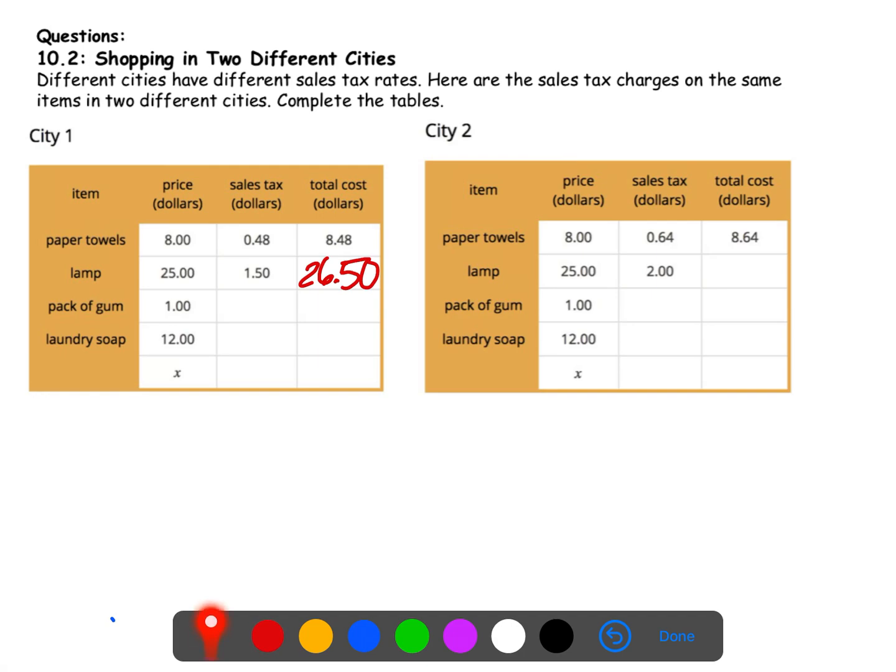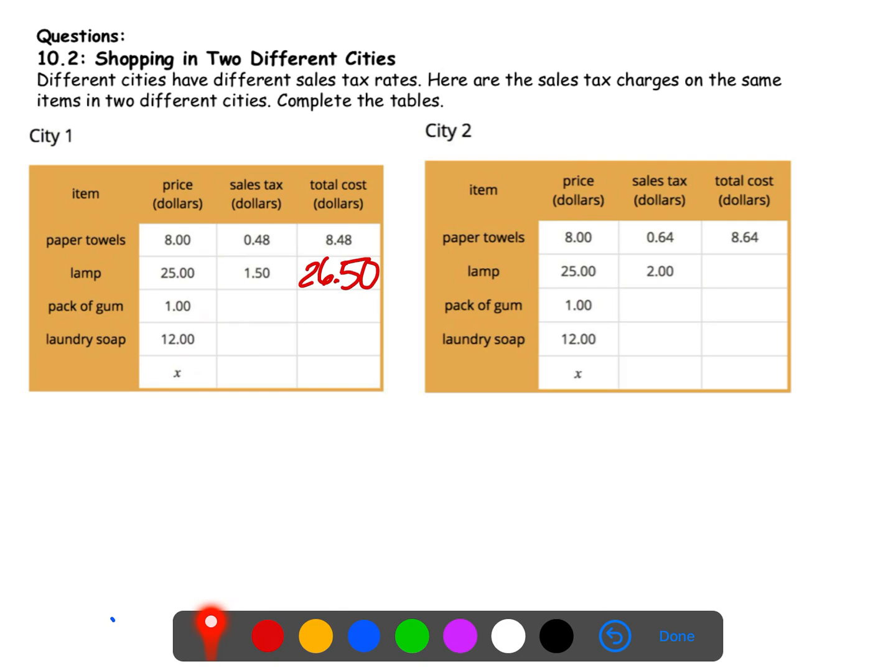Now, this is the cool thing. It's a constant of proportionality. So between the price of the item and the sales tax is a constant of proportionality there. And it's going to be the same for all of these. So once we find it here, we'll be able to use it for these other examples.